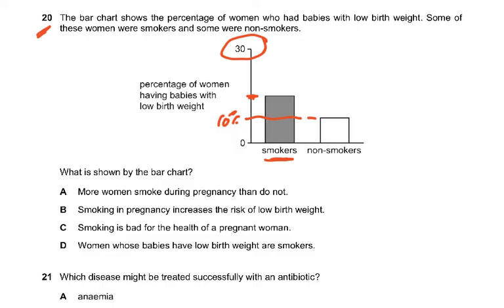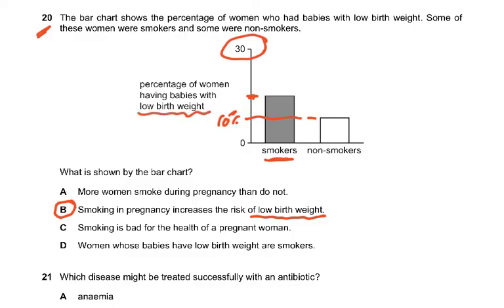More women smoke during pregnancy. No, we have no data on that. Does the graph tell you this? No, it doesn't. Smoking in pregnancy increases the risk of low birth weight. Yeah, that is a possible answer because it's just telling us that in the women who are smokers, there is an increased risk of having babies with low birth weight. That's it.